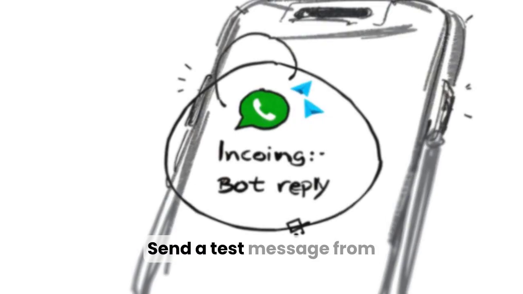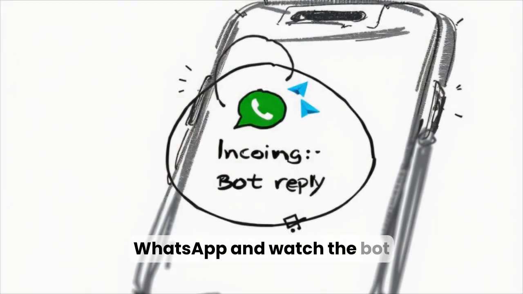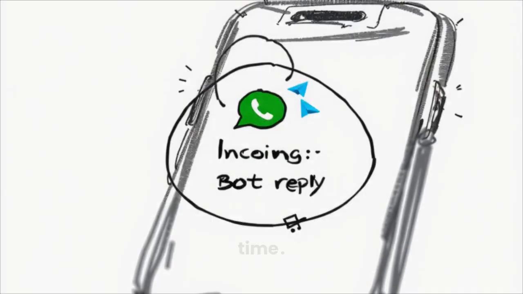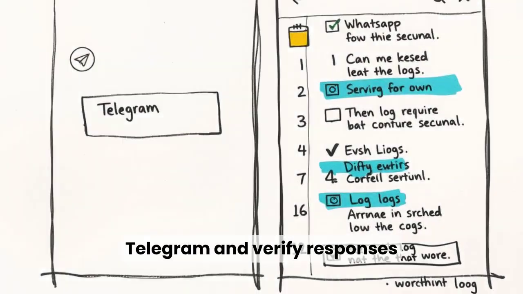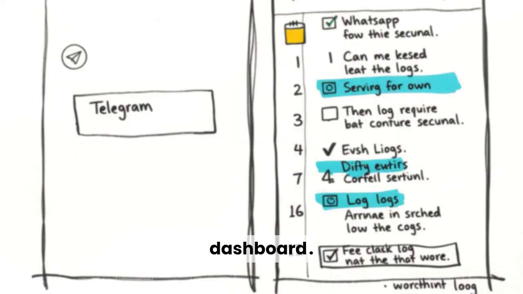https://api.dify.ai/v1/messages. Send a test message from WhatsApp and watch the bot respond through Dify in real time. Send the same test from Telegram and verify responses and logs inside Dify's dashboard.